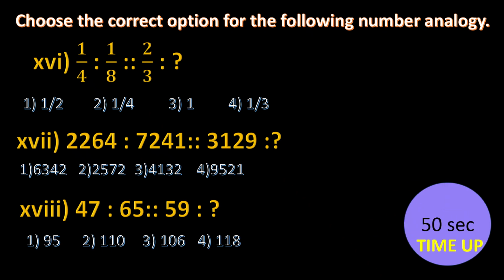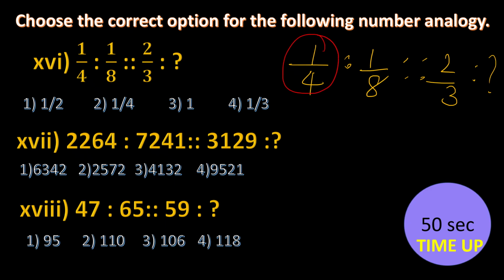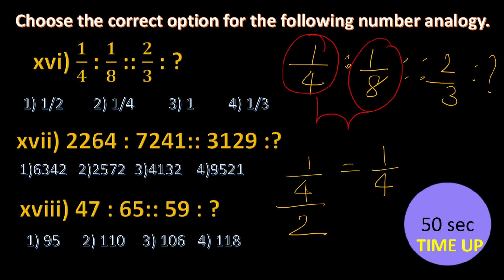Okay, time up, students. So what do you think? What is the logic used here? 1 by 4 is to 1 by 8 we have. 2 by 3 is giving you what? Don't you think that from 1 by 4 to 1 by 8 they have halved? Half of 1 by 4 will be 1 by 8, correct? So what they have done is 1 by 4 divided by 2. That is 1 by 4 into 1 by 2, which will give you 1 by 8 as the answer.